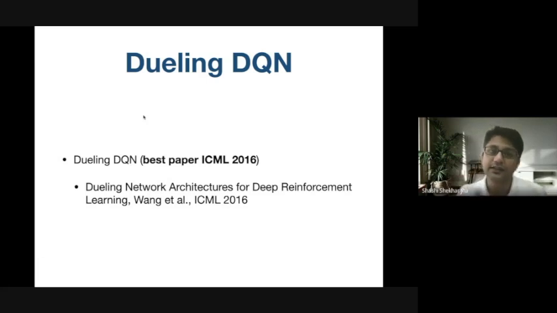Then came this paper, which is called the Dueling DQN paper, Dueling Network Architecture for Deep Reinforcement Learning, in ICML 2016. I hope you are aware that ICML, the International Conference on Machine Learning, is again one of the flagship conferences in machine learning. And this was the best paper there, where they changed the architecture of this whole training model or deep model. They said, let us come up with a different architecture, and with this different architecture, can we further improve the learning performance?